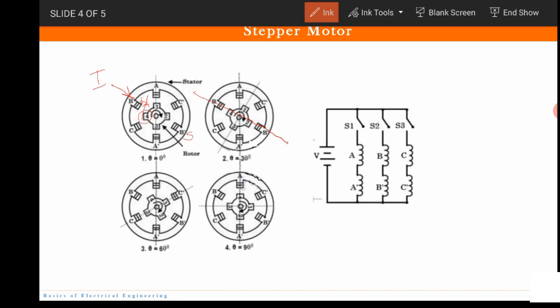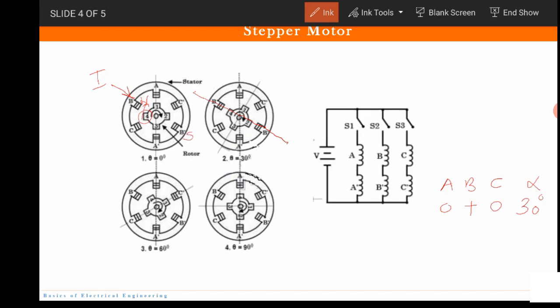Fine. So now you have a truth table kind of arrangement wherein you have poles A, B, C and the step angle. We are not giving anything to A, we are not giving anything to C, but we are making B positive. When we make B positive, the rotor shifts by 30 degrees. Correct? Is it right? Yes. So this is the new position.